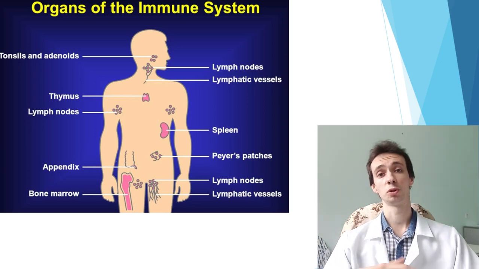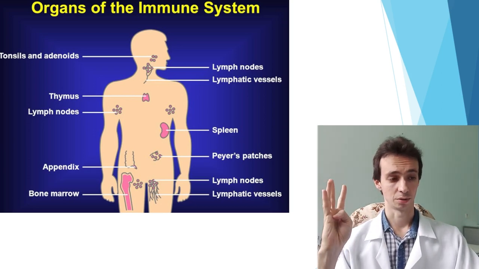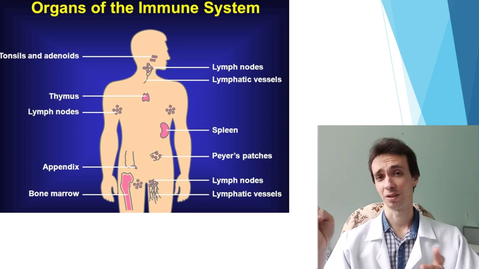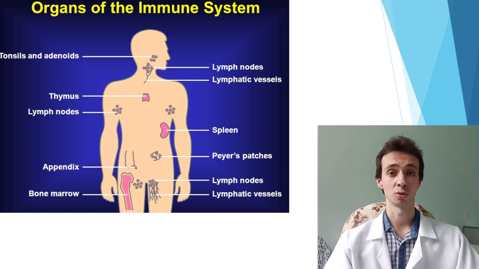And lymphocytosis may be due to increased production. When your body just produces a lot of lymphocytes, well, when does it happen? When you have any infection or inflammation, that is most common. Or it can be, of course, some oncological problem. But it's much more rare.